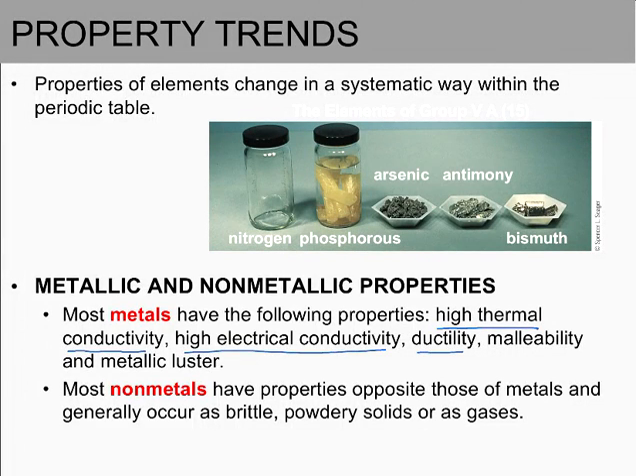Metals are also ductile and malleable, which means that they can be shaped into wires or sheets. And then they also have metallic luster. And then nonmetals have properties that are opposite those of metals. So they're typically brittle, powdery solids, or they're gases. And typically they're good insulators.